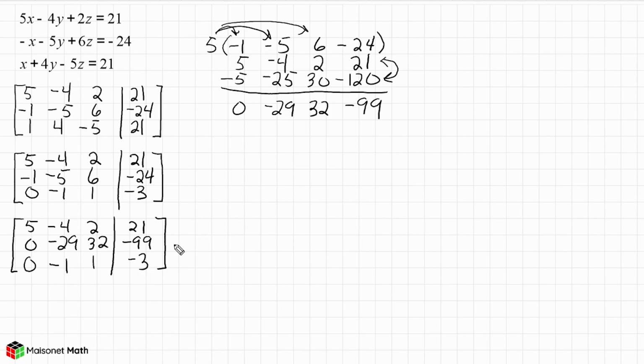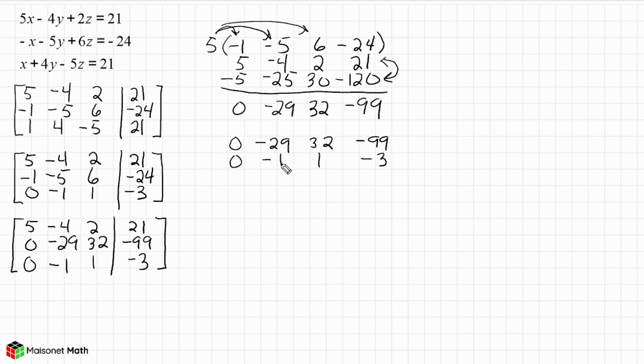Now at this point, it's important that we take the two sets of numbers that have the zeros in the x positions and use those ones. So we're going to take the second set of numbers, which is 0, -29, 32, and -99, and we are going to combine that with 0, -1, 1, and -3. So we want to make sure that these y numbers end up being 0. And right now they're not. They have a sum of -30.